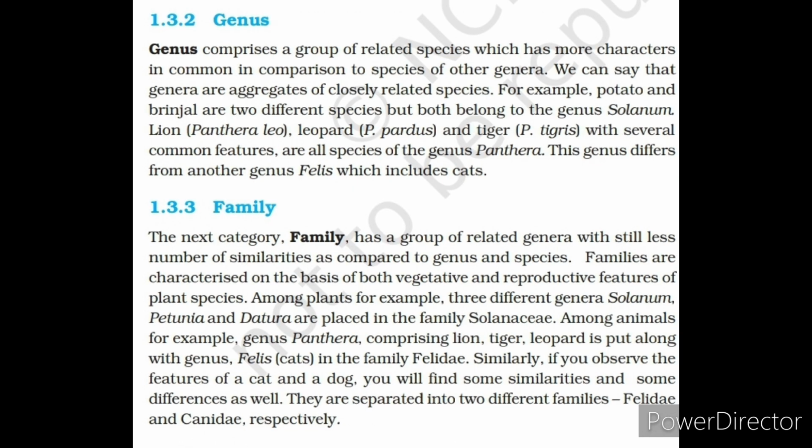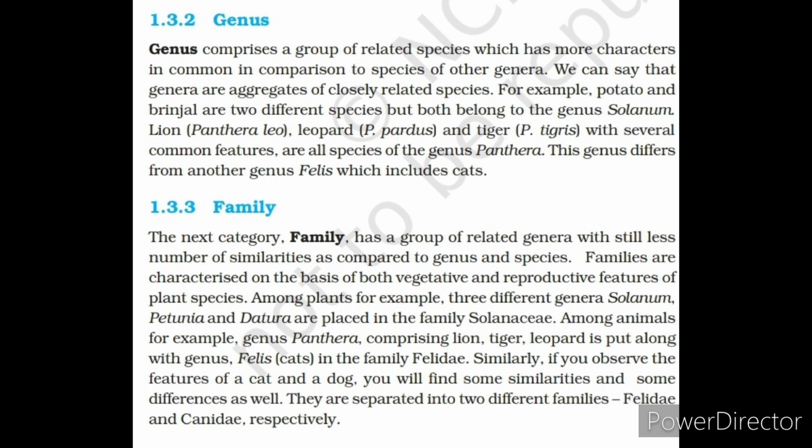Genus. Genus comprises a group of related species which has more characters in common in comparison to species of other genera. We can say that genera are aggregates of closely related species. For example, potato, tomato and brinjal are three different species but all belong to the genus Solanum. Lion, Panthera leo, leopard, P. pardus, and tiger, P. tigris, with several common features, are all species of the genus Panthera. This genus differs from another genus Felis which includes cats.